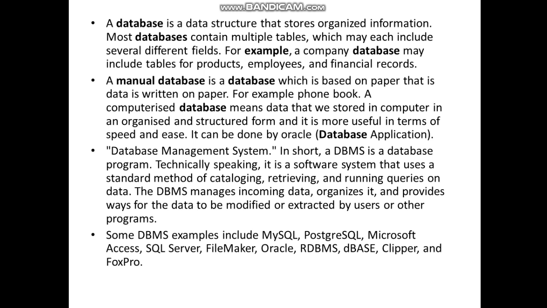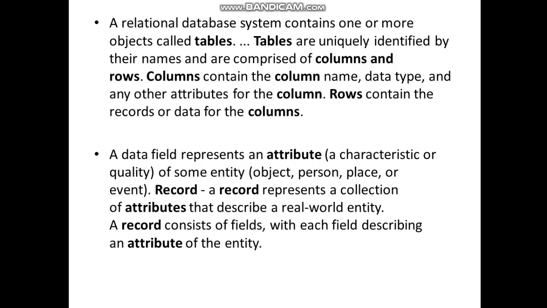Relational database. A relational database system contains one or more objects called tables. Tables are uniquely identified by their names and are comprised of columns and rows. Columns contain the column name, data type, and any other attributes for the column. Row contains the records or data for the columns.